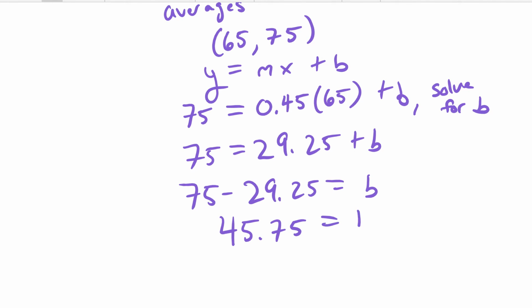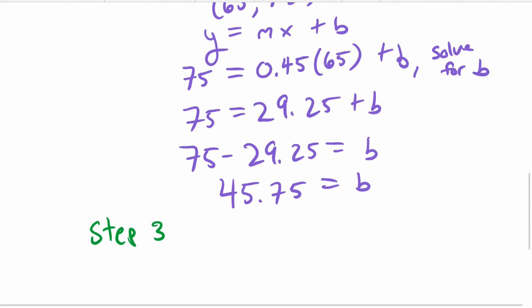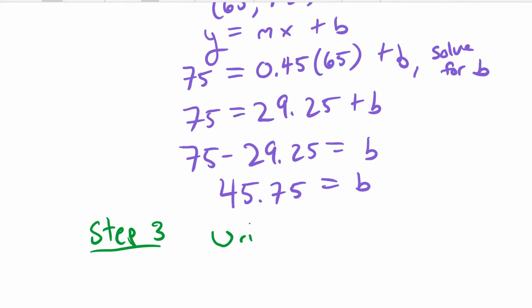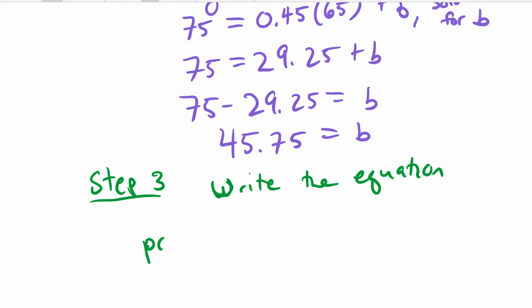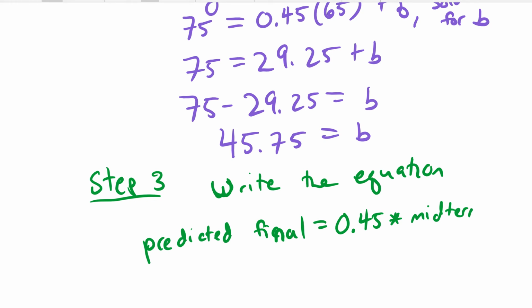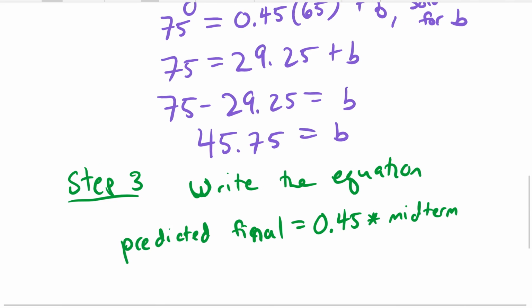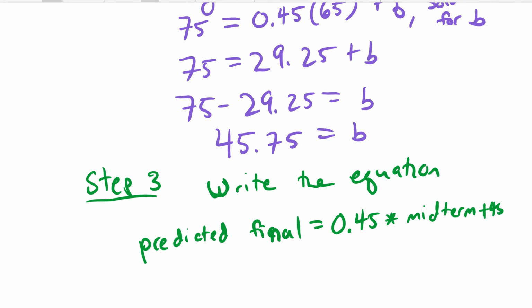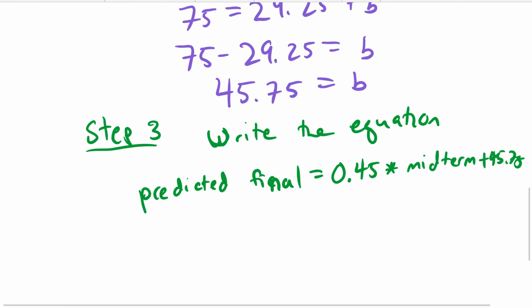The last step is to write the equation. What we found was that the predicted final score is equal to 0.45 times your midterm score plus 45.75. So I'll write that again.